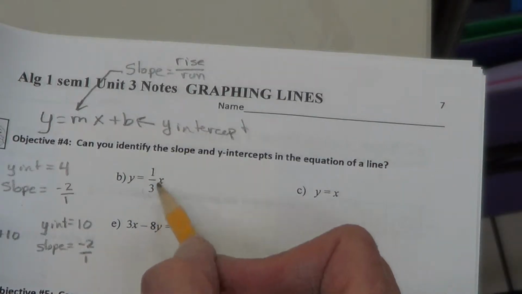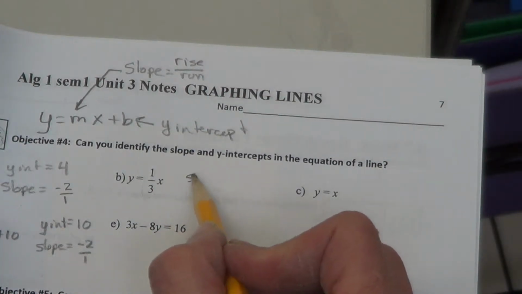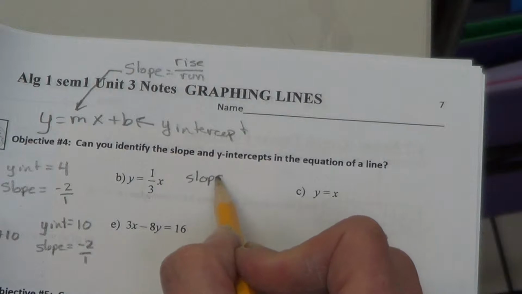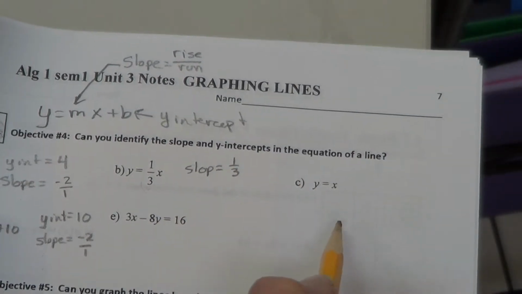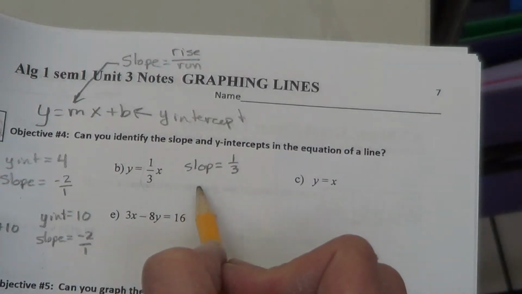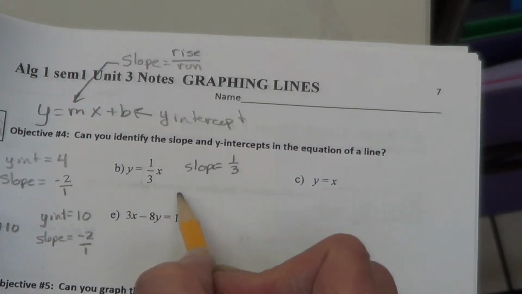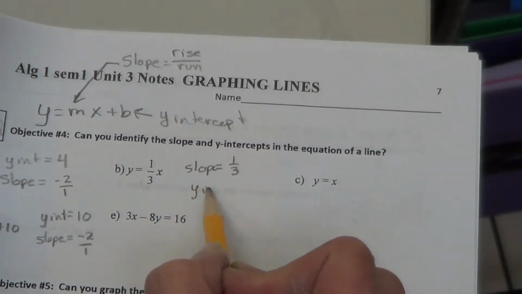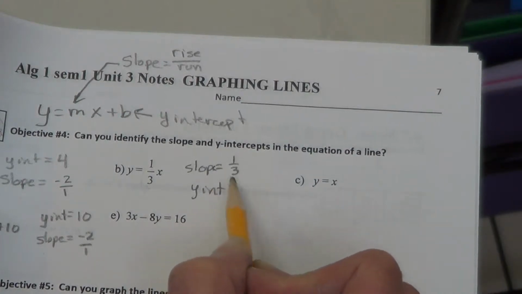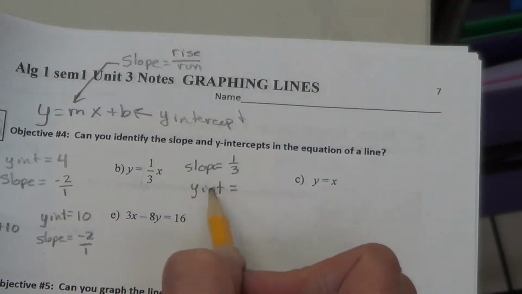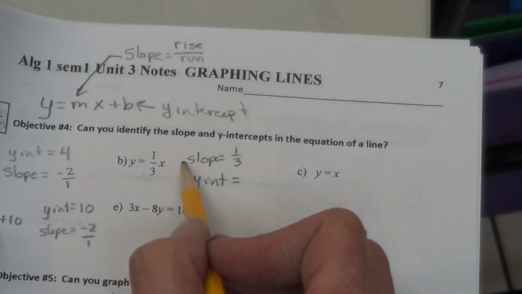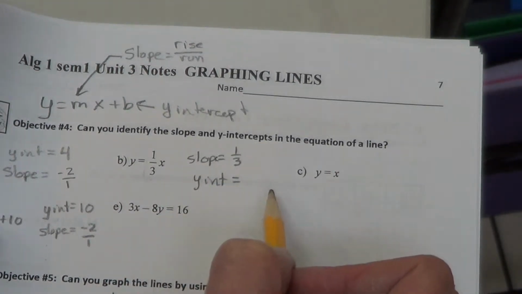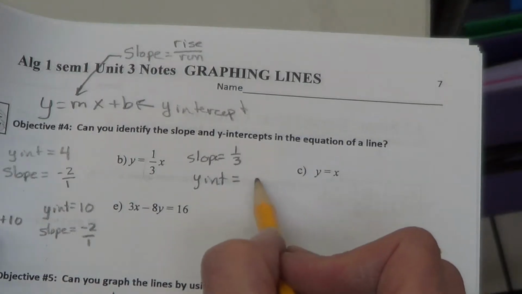Well, I see my slope. It's attached to the x, so I go ahead and write slope equals 1/3. That was nice. It was already a fraction. But now I get a little bit stumped. What is my y-intercept? What's the number out here that's not attached to the x? Maybe you said nothing. You're correct. There's nothing out there. So what's the number for nothing? 0.